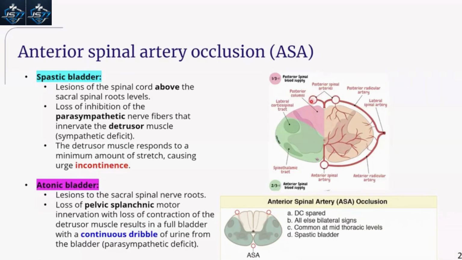But if anything happens posteriorly over here, it's going to be the medial lemniscal system that is affected. Usually anterior is motor, posterior is sensory. There are some exceptions, like this spinothalamic tract over here for pain and temperature, which is anterior.